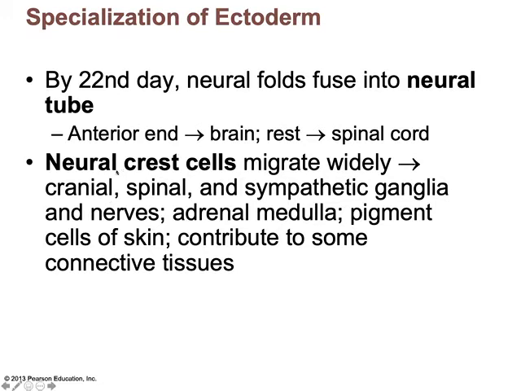Before the neural tube fully forms, there are cells in the ridges that will eventually fuse and form the top of the tube called the neural crest, and they migrate all around the embryo and contribute to cranial and facial bones, to spinal and sympathetic ganglia and nerves, portions of the adrenal medulla, the melanocytes, and certain connective tissues, okay?